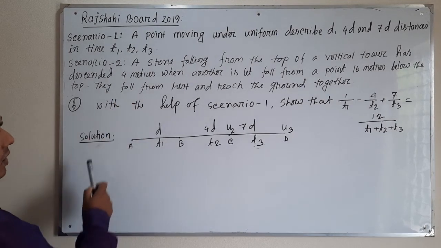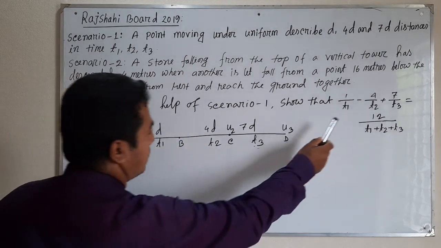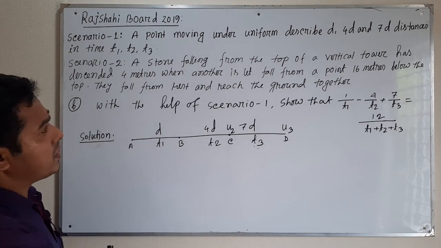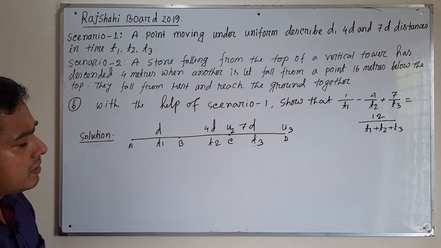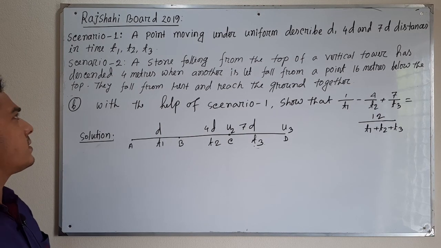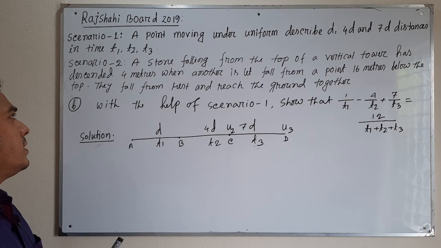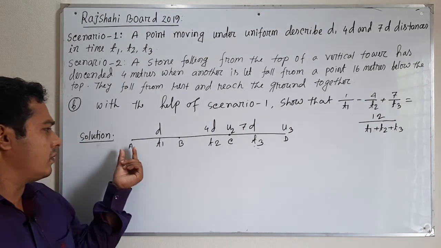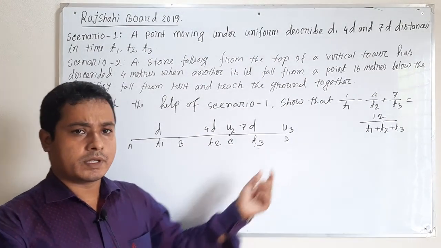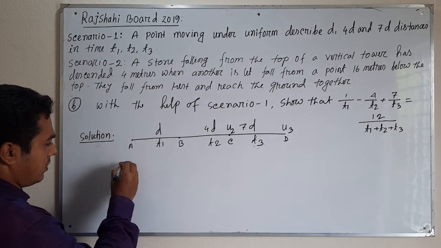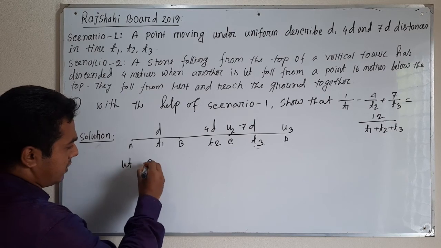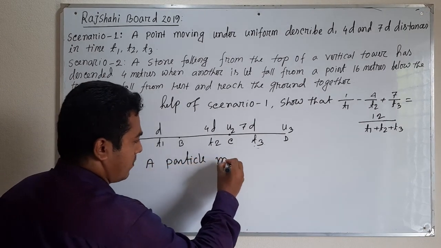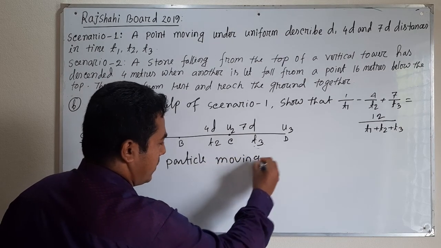From scenario 1, with the help of scenario 1 we have to prove this. Scenario 1 is a point moving under uniform acceleration, describing distances d, 4d and 7d in times t1, t2 and t3. Just think of a particle moving from A to D.